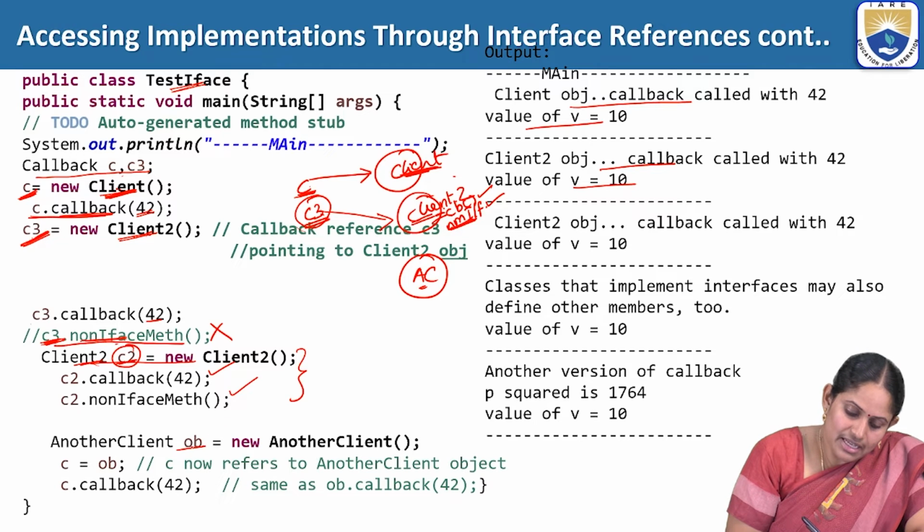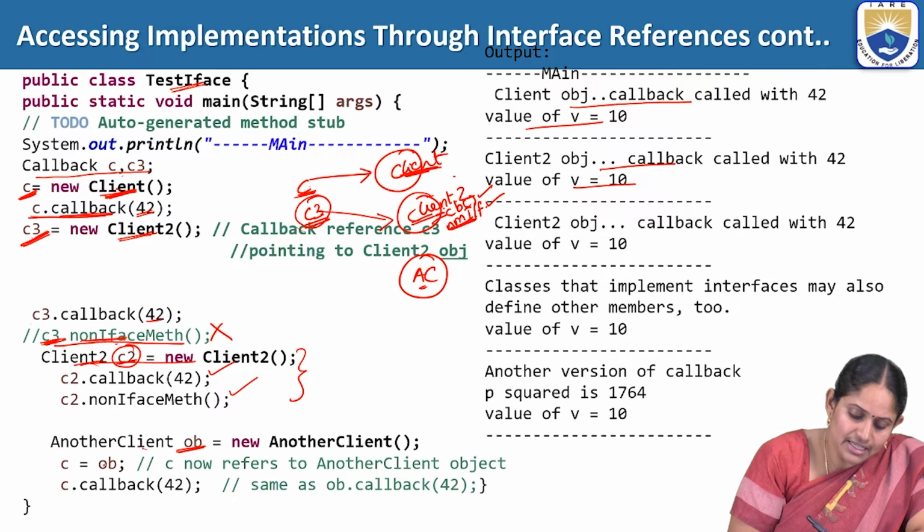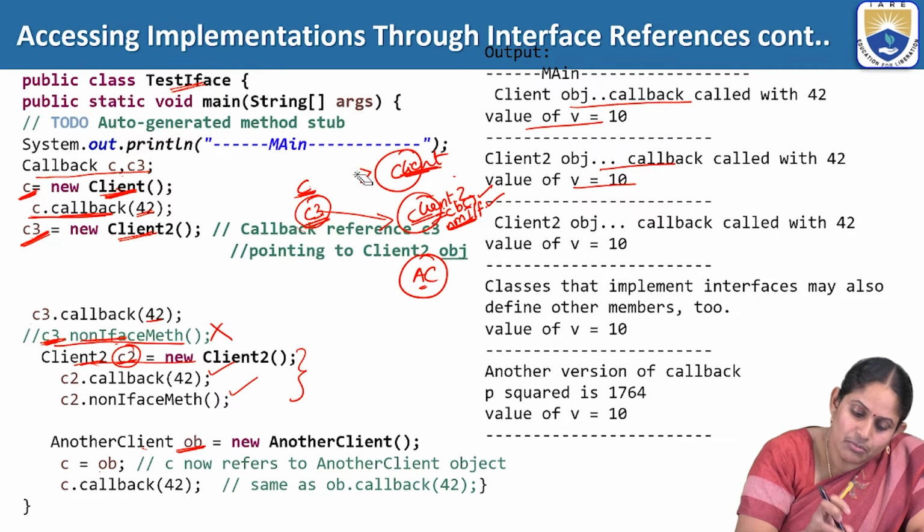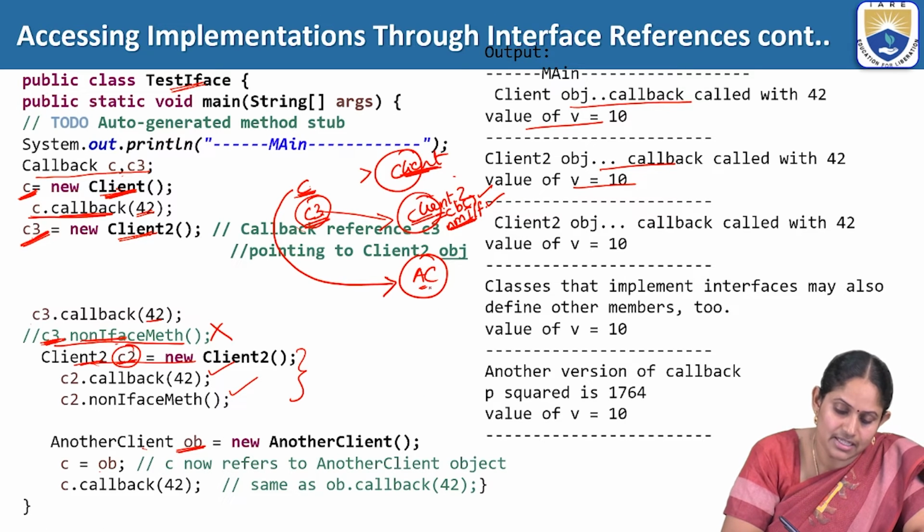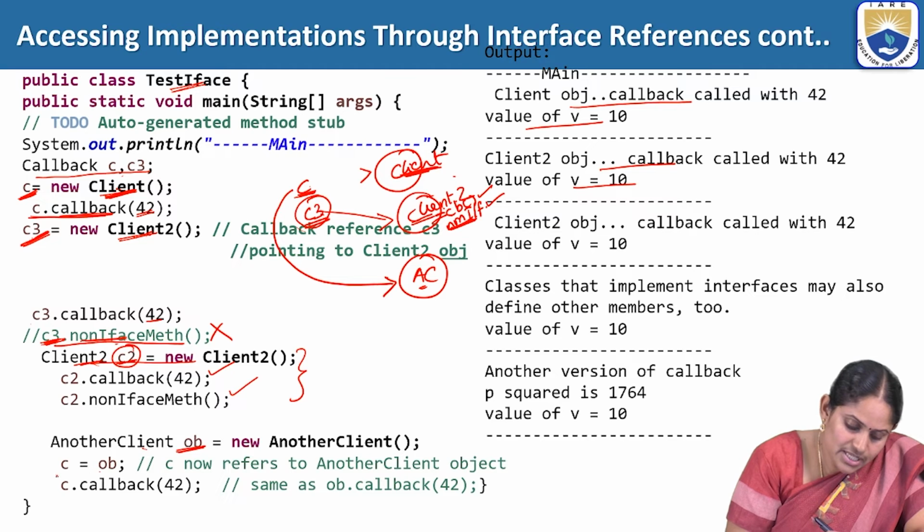Now again, we are creating an object of another client. C was initially pointing to client. Now we are removing that and making it point to another client object. Now C is pointing to another client object, and we are invoking callback.